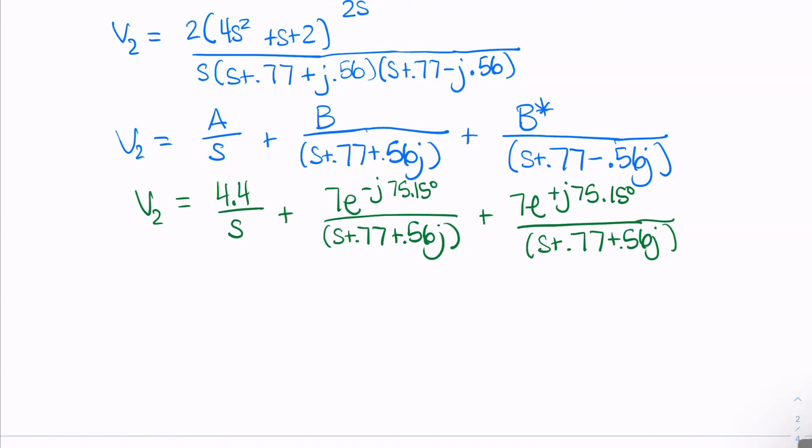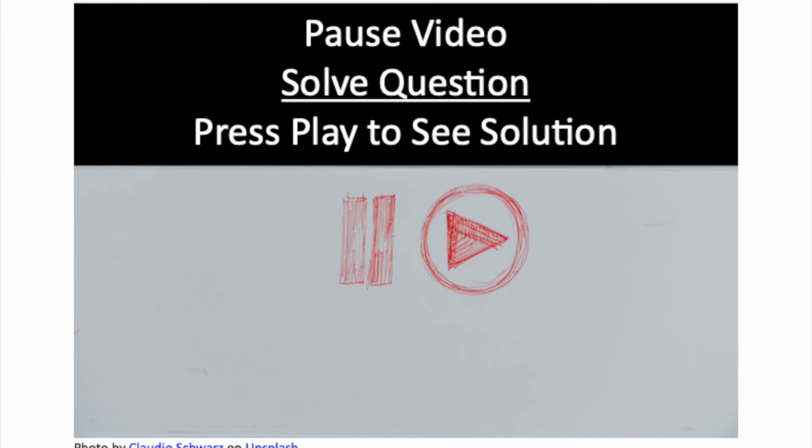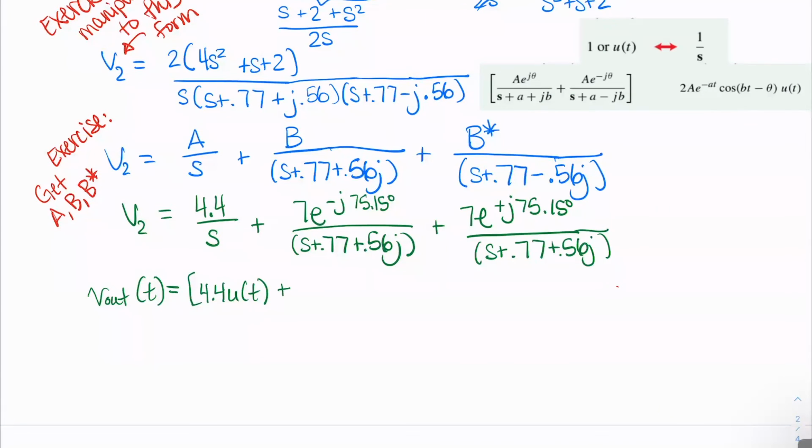All right, how do we translate these back into time? V out is going to be this V2, so V out of t. Okay, so 4.47 for capital A, so 2 times 7. So it'd be 14. E, and then what is small a? Correct, so minus 0.77t. Cosine, what's small b? 0.56t. And then what's theta? It's going to be a negative 75. So you take the negative and negative, so that becomes a positive 75.15 degrees. And then u of t.